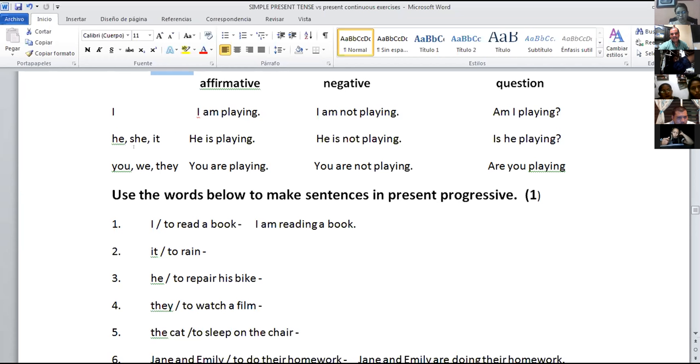He, she, and it. He is playing. She is playing. It is playing. He is not playing. She is not playing. It is not playing. Question, is he playing? Is she playing? Is it playing?